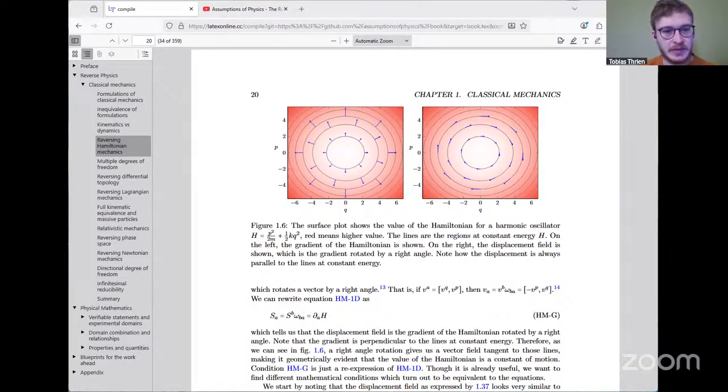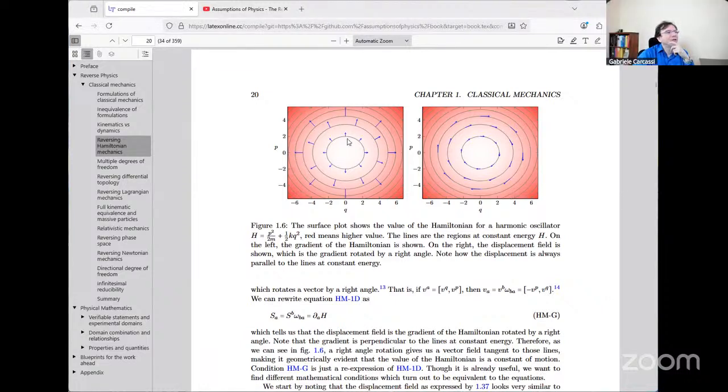The surface plot shows the value of the Hamiltonian for a harmonic oscillator, H = p squared over 2m plus 1/2 k q squared. Red means higher value. The lines are the regions at constant energy H. On the left, the gradient of the Hamiltonian is shown. On the right, the displacement field is shown, which is the gradient rotated by a right angle. Note how the displacement is always parallel to the lines at constant energy.